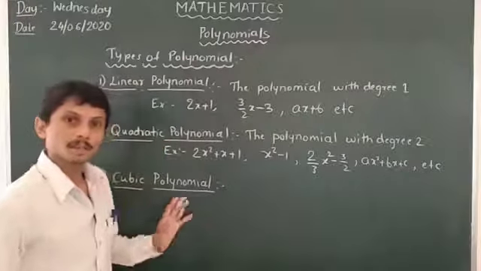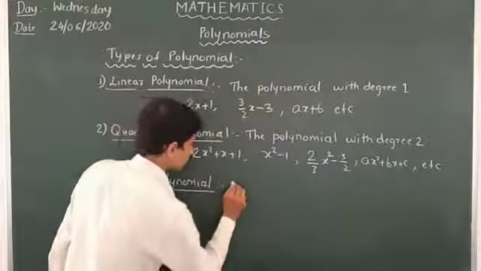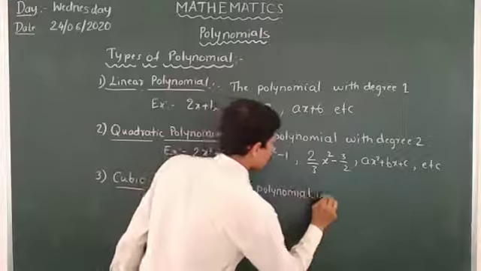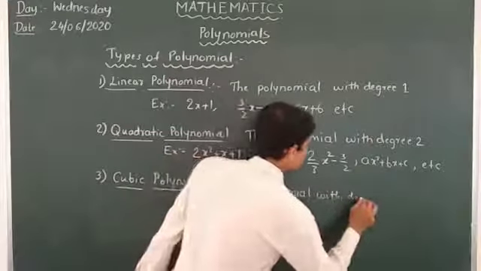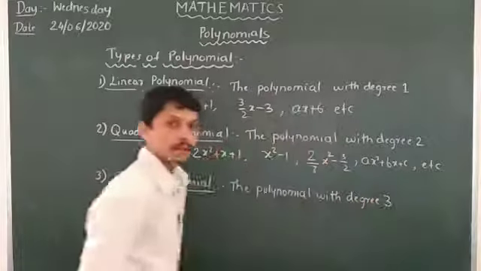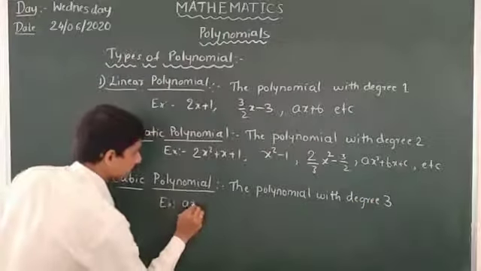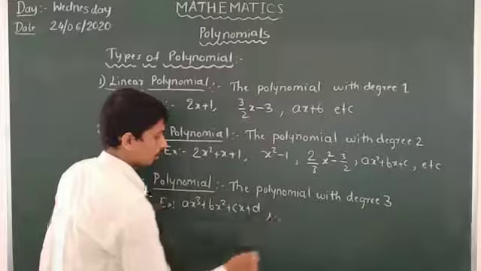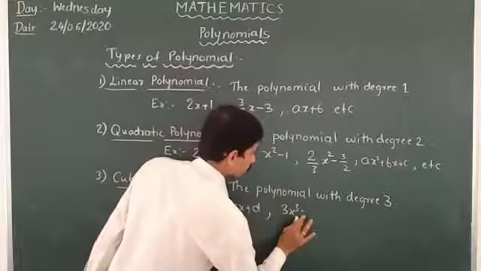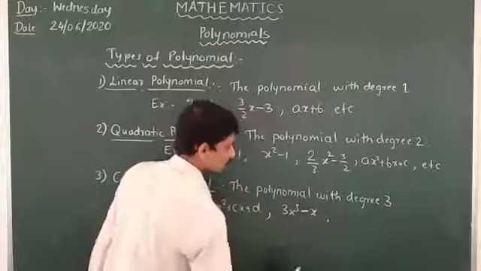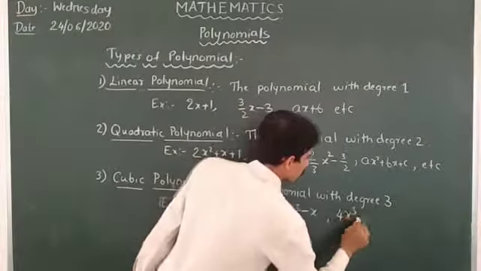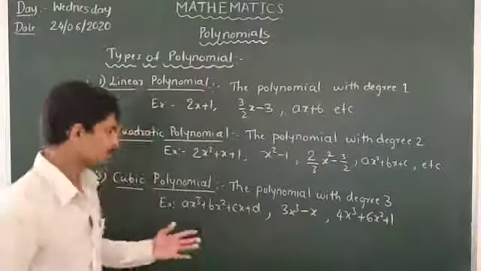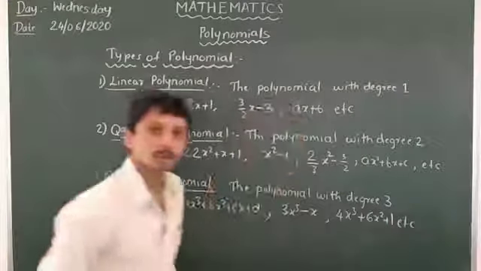Cubic polynomial is a polynomial with degree 3. For example, we can write ax cube plus bx square plus cx plus d, or 3x cube minus x, then 4x cube plus 6x square plus 1. Whatever it may be, these are the examples of cubic polynomial.